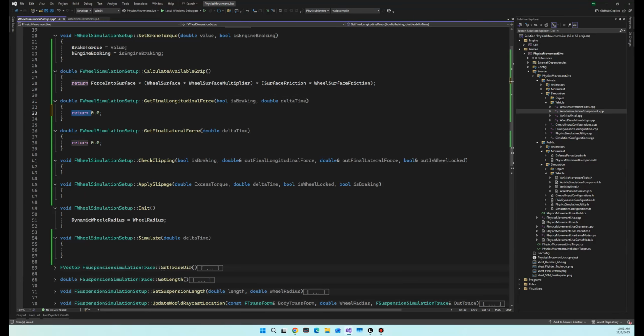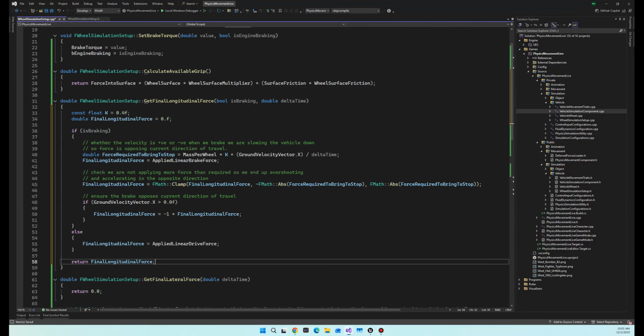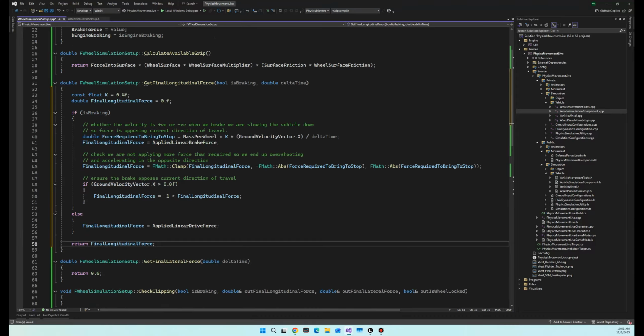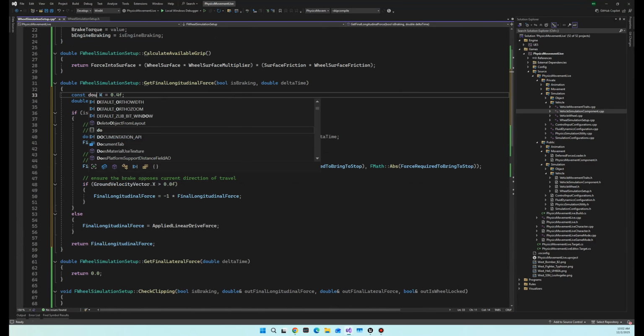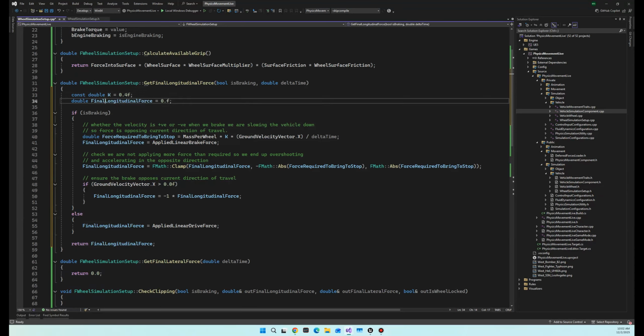All right, so let's just go ahead and implement that. So here, oh, that's a float. I'm going to just make this a double. So we have a constant here, which is the K. This is our constant K force. Then we have a longitudinal force. What we're looking to do is calculate this longitudinal force, so we need to know whether we're braking or accelerating.